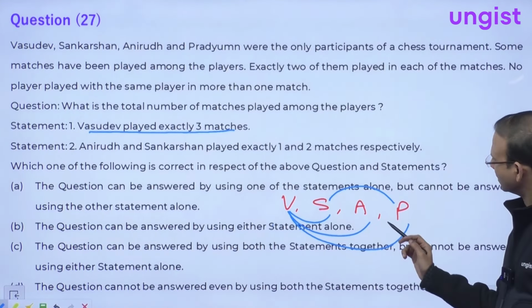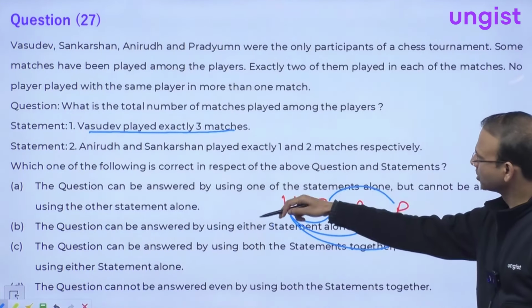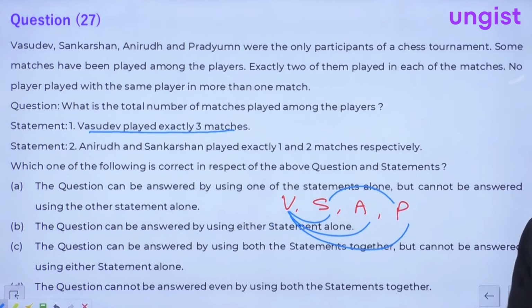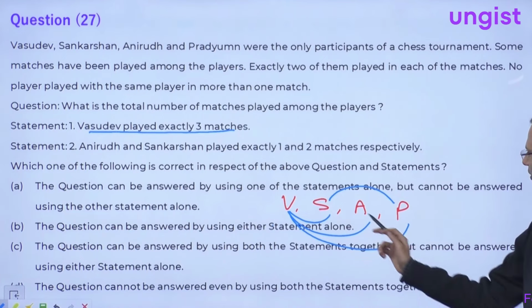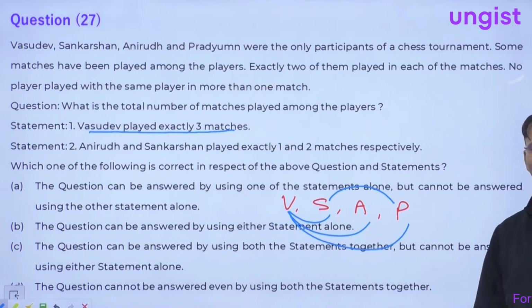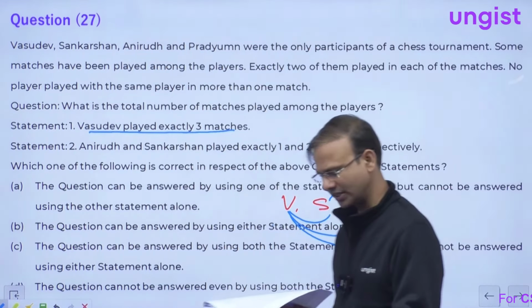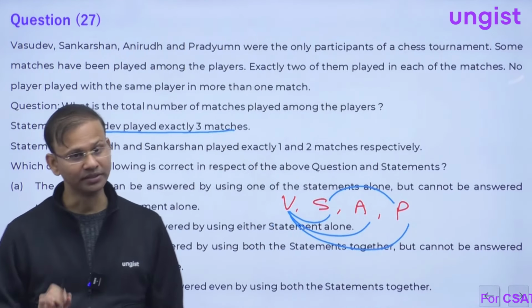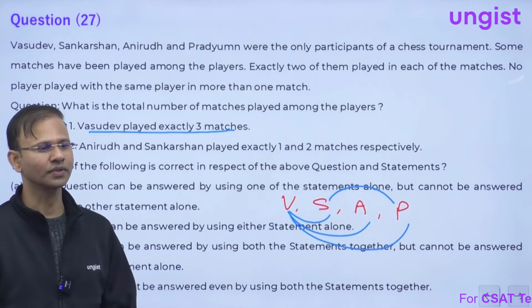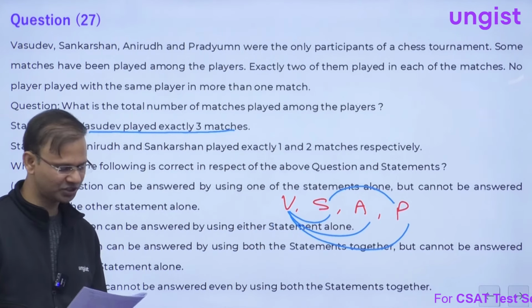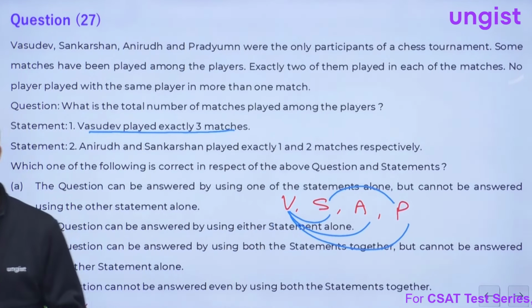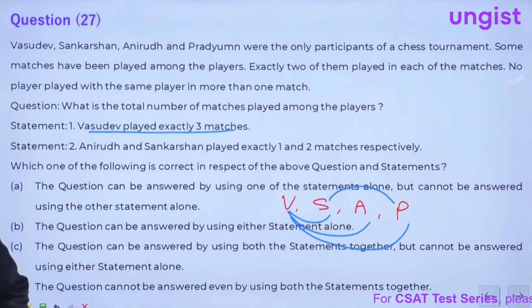Now guys, with this combination, read both the conditions, all are satisfied. Now the question is, how many total matches were played in the tournament? Four matches, guys. One, two, three, four. So the question can be answered using both the statements together. Read the options. Which option is the right choice, guys? C. Yes, C is the correct choice.